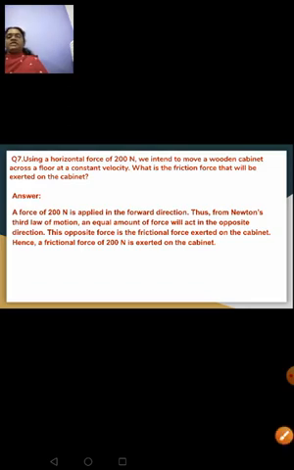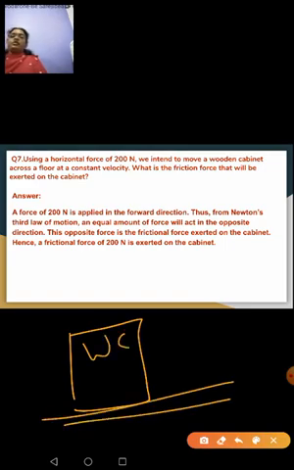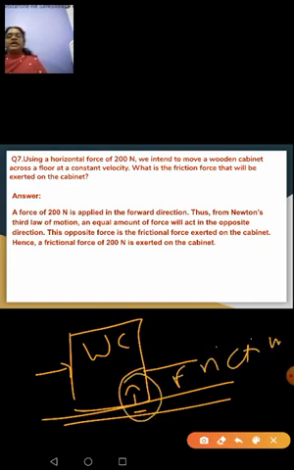Let's imagine this as your wooden cabinet. Okay, it's on the floor. You have to move it across at a constant velocity. So when it is moving, you are pushing here, and the floor is also offering a force on the wooden cabinet, which we call frictional force. So what is the frictional force that will be exerted on the cabinet? You have to calculate this frictional force exerted by the floor on the cabinet.